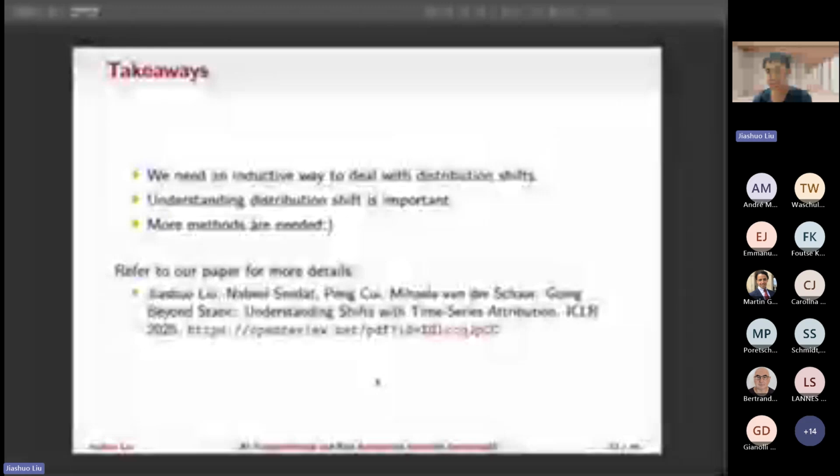And finally, here are the takeaways of our third tool. We need an inductive way to deal with different shifts, compared with simply fine-tuning the model on the test set. And also understanding different shifts is super important, and more methods for this are needed. You can refer to our paper for more details. And that is all for our third tool.